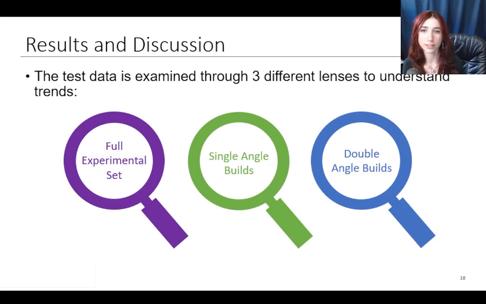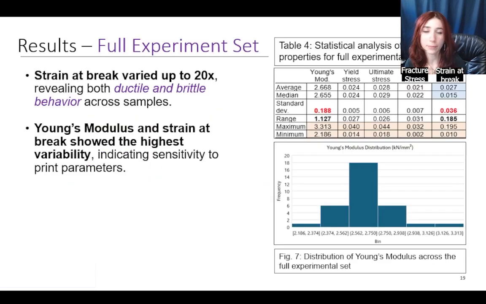Now, our results explore the data through 3 different lenses to understand the trends. We explore the full experimental dataset to get the bigger picture, and then dive deeper into our single angle builds and our double angle builds. In our full experiment set, what we noticed was that strain at break varied up to 20 times, revealing both ductile and brittle behavior of PLA.